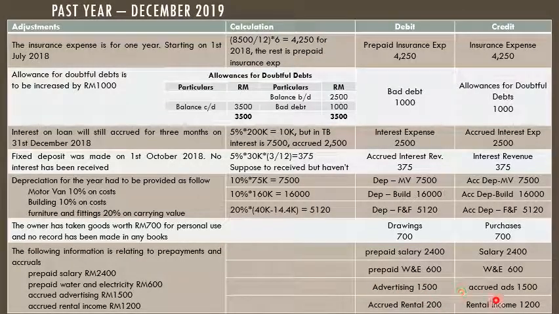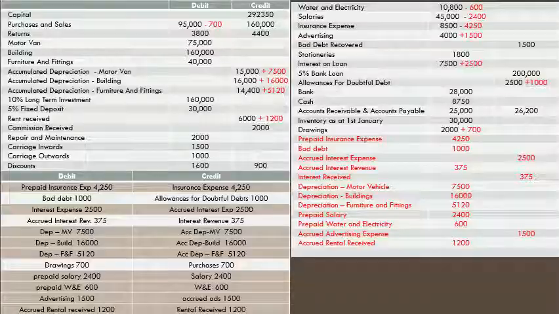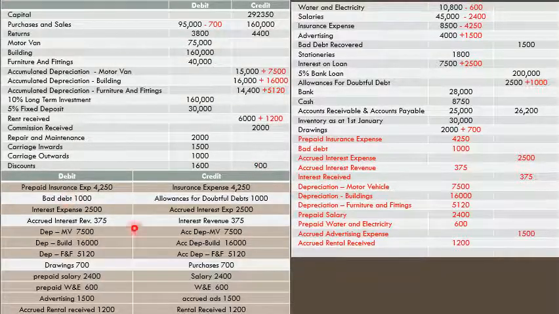Accrued interest income adalah asset. So awak debitkan accrued rental income, awak kreditkan rental income. Okay, so once you have your journal entry, debit apa, kredit apa, debit apa, kredit apa kan. Macam ni lah. Okay, now you have your double entry here.